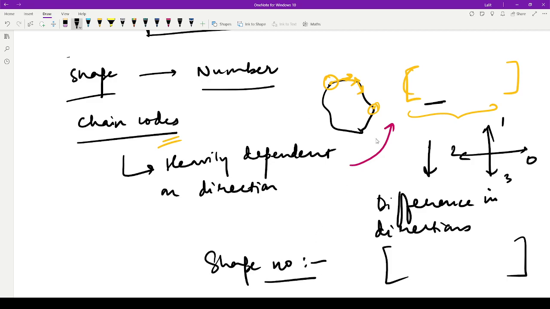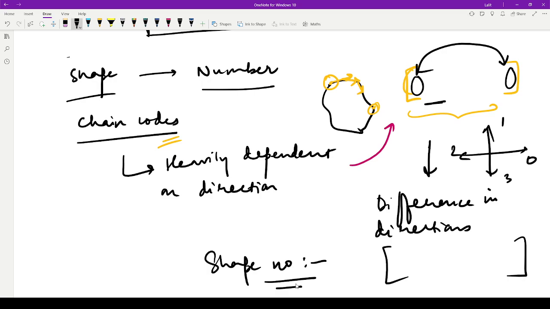And to make it rotationally invariant, you also check for the last and the first element out here. That's what is done to get the shape number. Anyways, we'll be discussing at least one problem on this, so it will be very much clear when we do that.